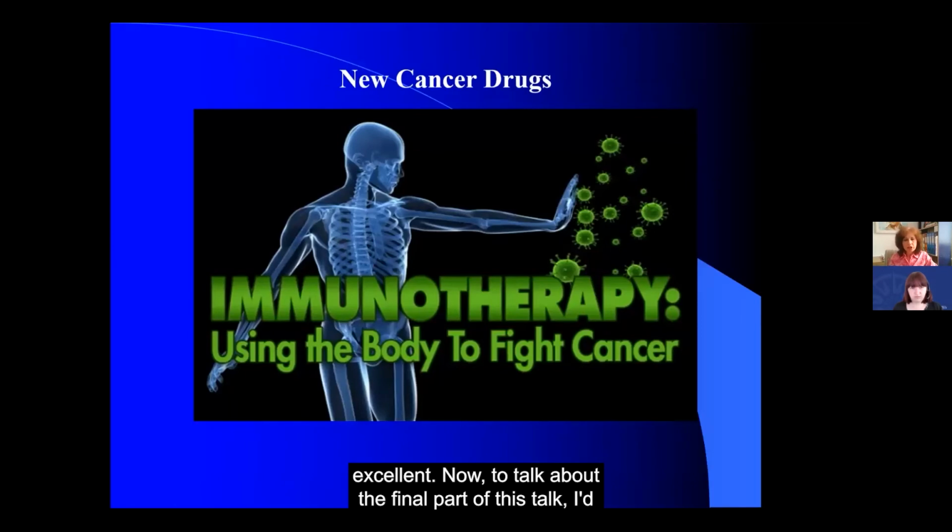Now, to talk about the final part of this talk, I'd like to make you aware of a new area that's showing so much promise in the field called immunotherapy. Immunotherapies are drugs that do not target the tumor, but instead boost your immune system to fight the cancer. Okay, so this is a different type of strategy than we've used in the past, and it's showing to be very, very powerful.